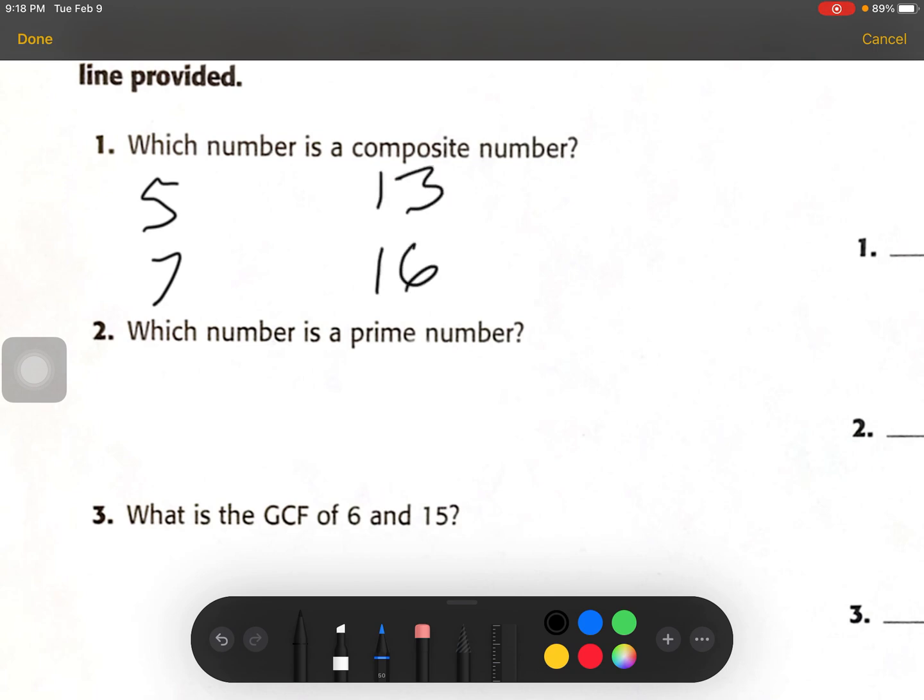A 5, a 7, a 13, and a 16. So you need to look at these numbers and also look up at our math wall where it says prime and composite, and you will find the answer there. A composite is a number that has several multiples that will go into it. So 1 and itself and lots of other factors will go into it.